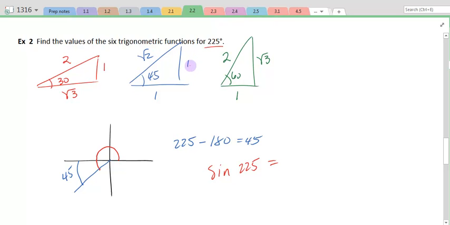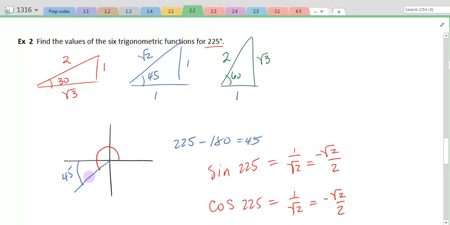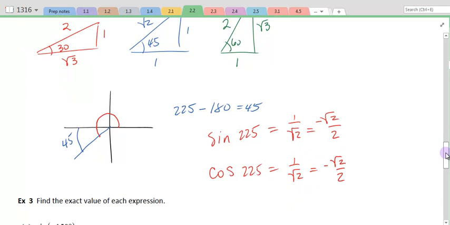Y would be the vertical direction, r is the hypotenuse, so it would be 1 over the square root of 2, which is going to be the square root of 2 over 2. But sine is negative in the third quadrant, so we put a negative on. Let's look at the cosine of 225. Cosine would be x over r, which again is negative square root of 2 over 2, because cosine is negative in the third quadrant.